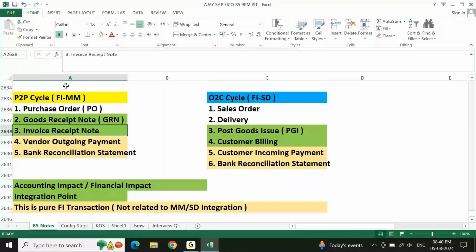Here, when you're talking about the P2P cycle and OTC cycle, it is all about purchases and sales. The P2P cycle begins from the purchase order. A purchase order is created to make a purchase. A sales order is created to make a sale. It is very clear. A purchase order represents a purchase, a sales order represents a sale. When you're talking about a purchase order, you need to understand what we are purchasing.